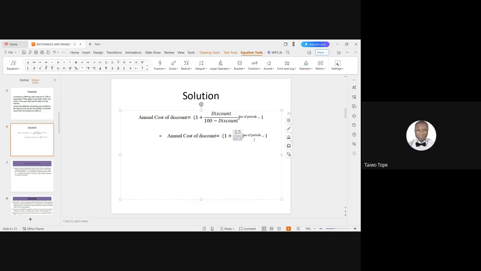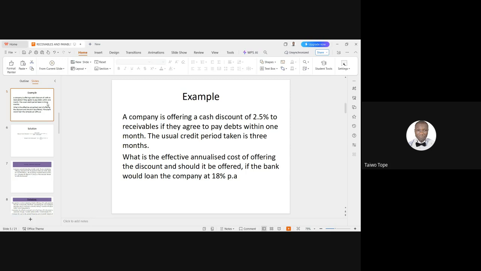So now the number of periods, let's come back to it now. The number of periods, looking at the annual cost of discount. The usual credit period taken is what? It's 3 months. 3 months. 3 divided by 12.